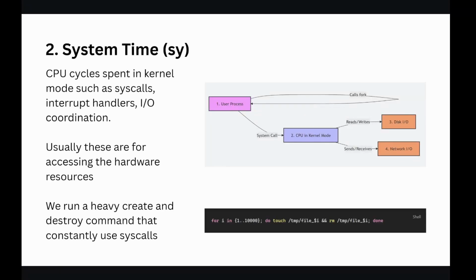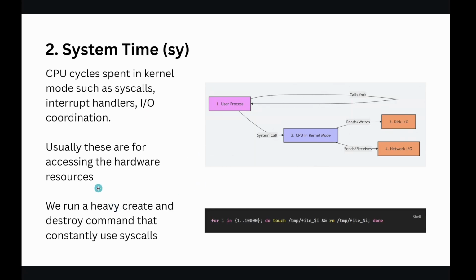Okay, so for system time, these are the CPU cycles spent in kernel mode, such as syscalls, interrupt handlers, and I/O coordination. System time is mostly spent accessing hardware resources like peripheral devices, or writing and updating files, file I/O.